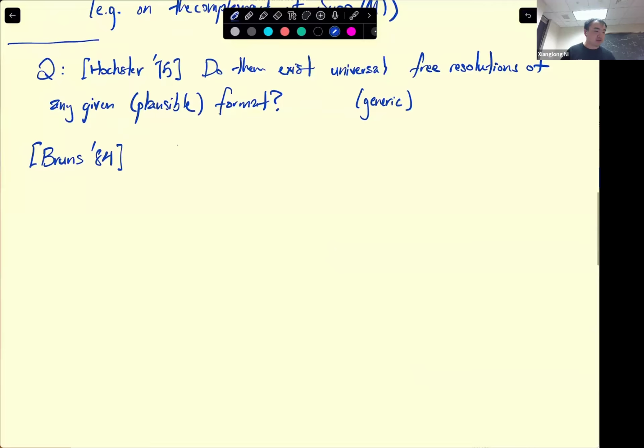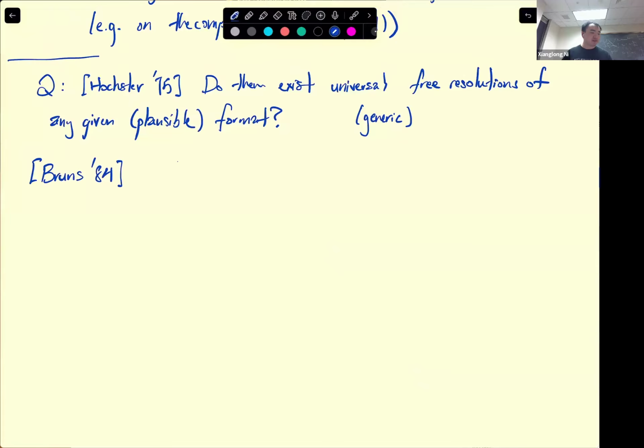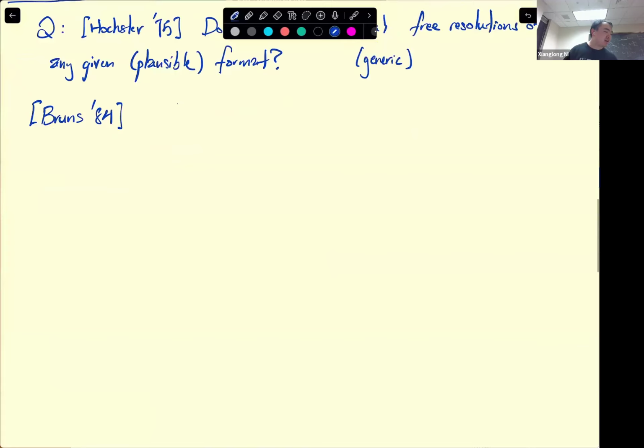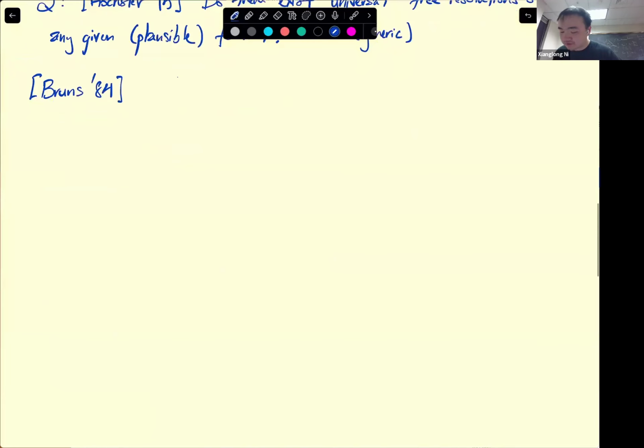Now, the reason I want to talk about Bruns's argument, which I'm going to paraphrase, I'm not going to say it exactly the way that he said it, is because it uses a trick that has proven useful over and over again in this project. It's a very nice trick. So here is Bruns's argument, paraphrased.